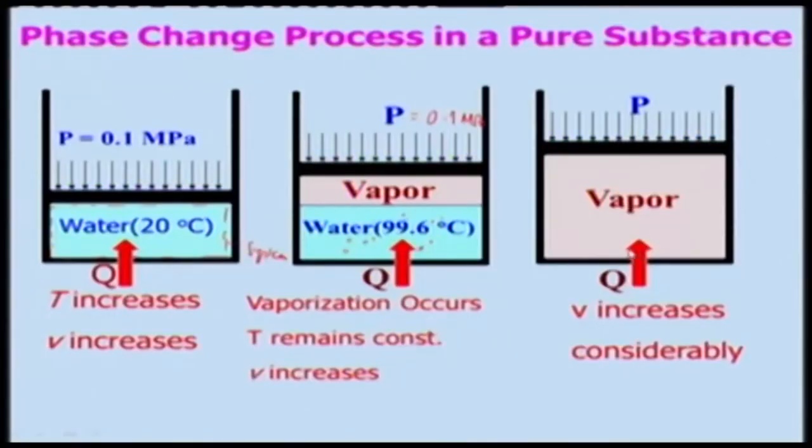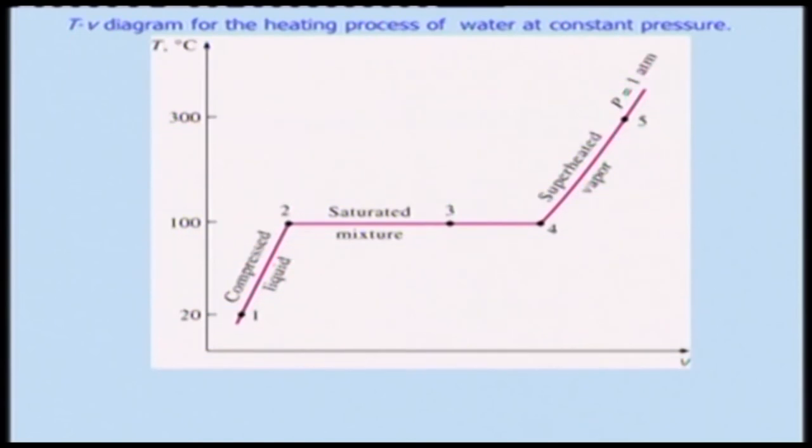So suppose in this case I take out some heat, then what will happen? This will be condensed back to the liquid and it will get into this two-phase situation, because we call it a wet mixture, a mixture of vapor and liquid, and then it can come back to the liquid. So, this process we can trace in a T-v diagram. This is the temperature, right, this is the volume.